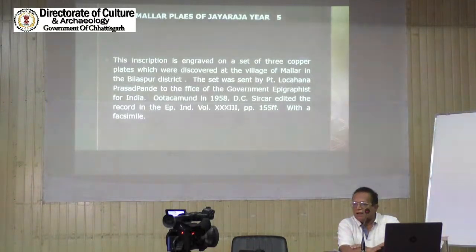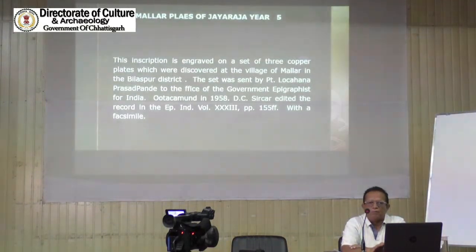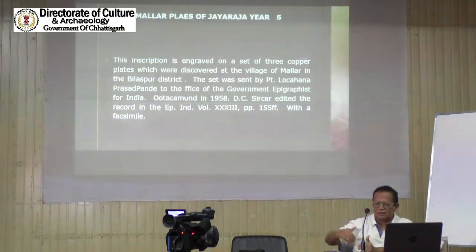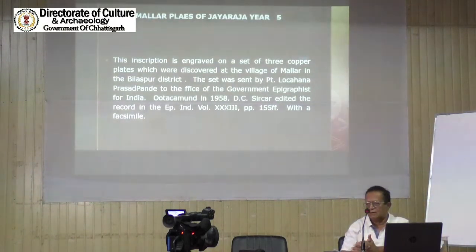And again, Mallar, as you know, is a very, very important archaeological site where a number of inscriptions have come. There is a sculpture shed. When I visited, it was still there, where you have the famous Vishnu with a mace, with a Brahmi inscription, one of the earliest. This is, of course, a copper plate of Jayaraja in the regnal year 5. So the Mallar plate is in Bilaspur district.